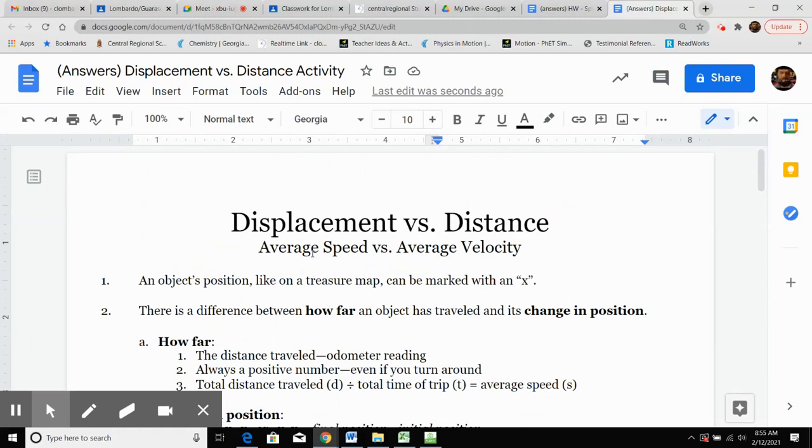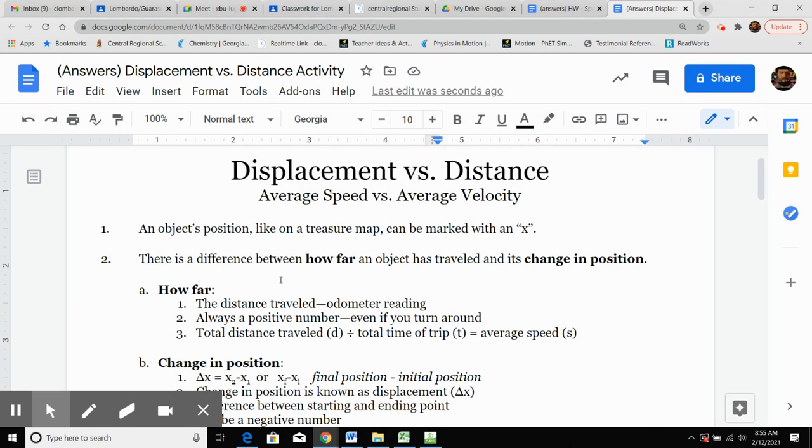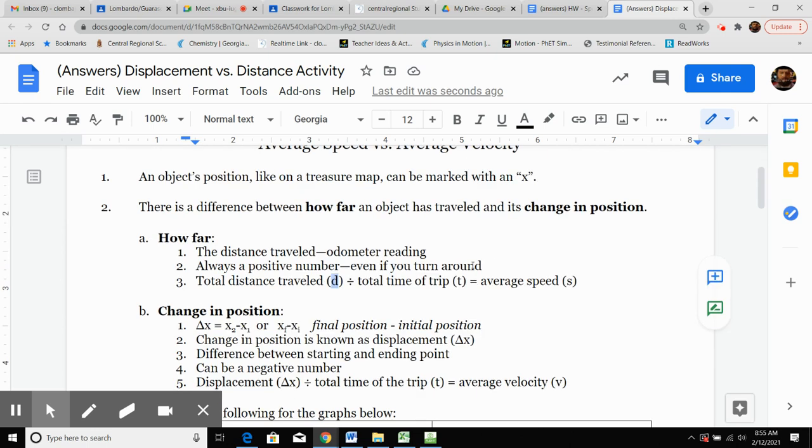Okay, so we have displacement versus distance, average speed versus average velocity. We're going to use d as our variable for distance, t for time, and S for average speed. So average speed is total distance divided by total time. Even the time that you are not moving counts. Distance is always a positive number, even if you turn around. That doesn't matter.